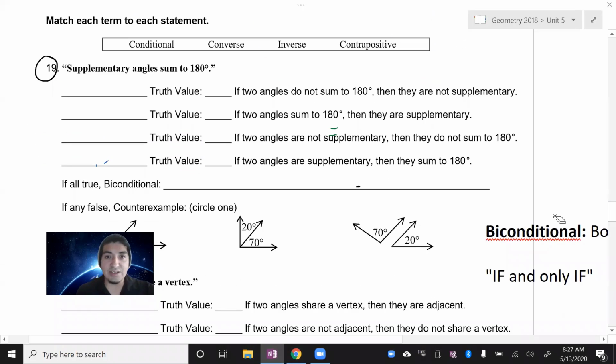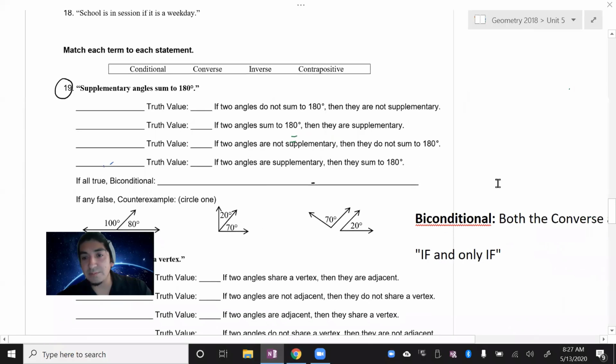Hello everybody, it's Coach Razzo here. In this video, we'll discuss how to find the conditional, converse, inverse, and contrapositive and determine whether it's a true value or not. This also involves drawing the counterexample, if any. So if you need a couple examples of these, you're more than happy to tag along.